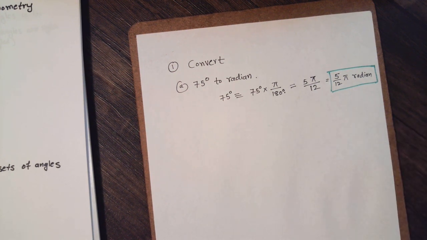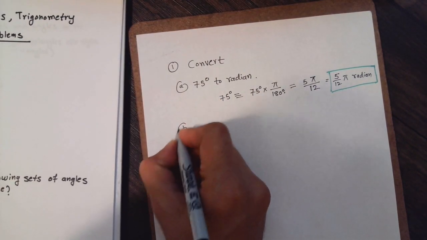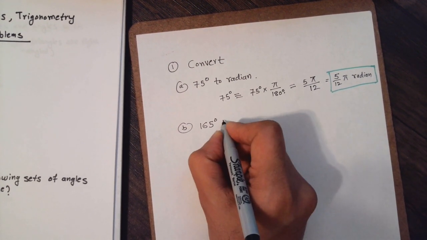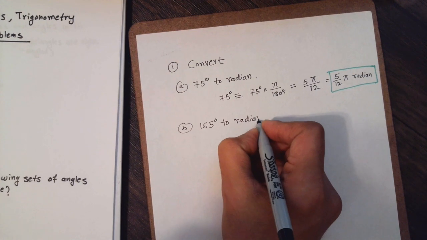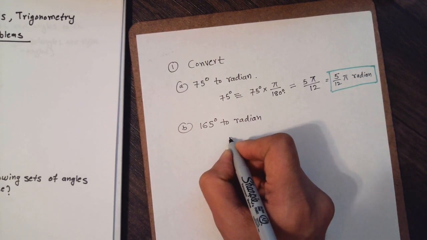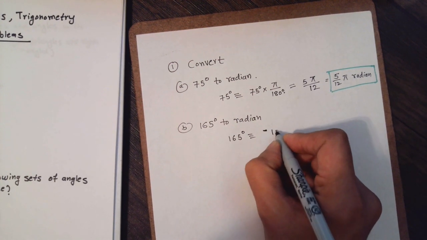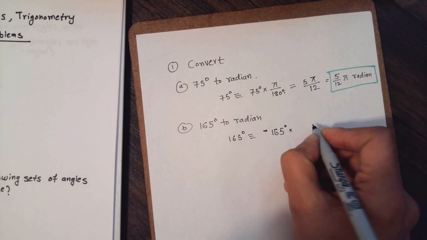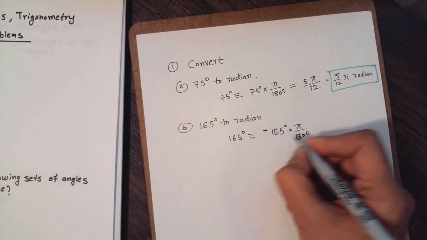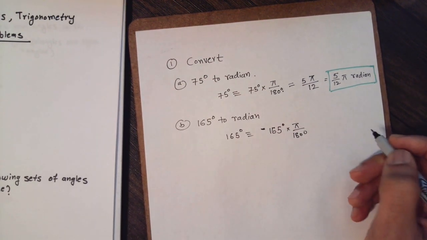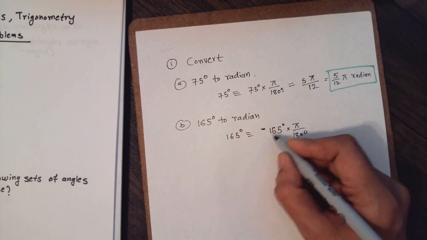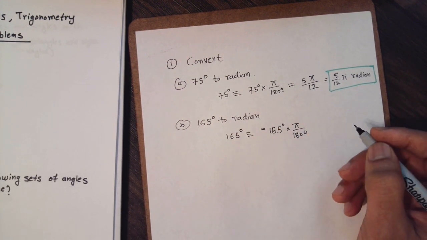If you wanted to, you could use a calculator to put it in a decimal format, but this is the complete answer, okay? All right, so the next one. Convert 165 degree to radian. So use exactly the same technique. Okay, we take 165 degree and multiply it by pi divided by 180. You'll notice that even in this case, both 165 and 180 are divisible by 15.